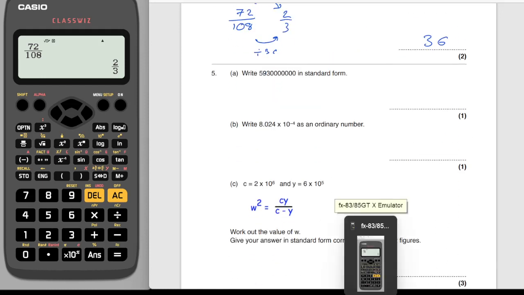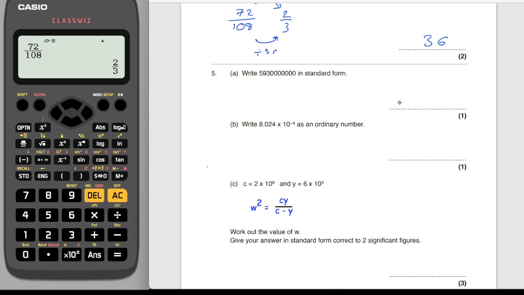Write this number in standard index form. Again, we could use our calculator, but I'm not going to bother because it actually puts your calculator in a format that's not very helpful. In effect, we moved the decimal point from there to there, so we count how many places we've moved it. 2, 4, 6, 8, 9, I believe. 2, 4, 6, 8, 9, so it's to the power 9.